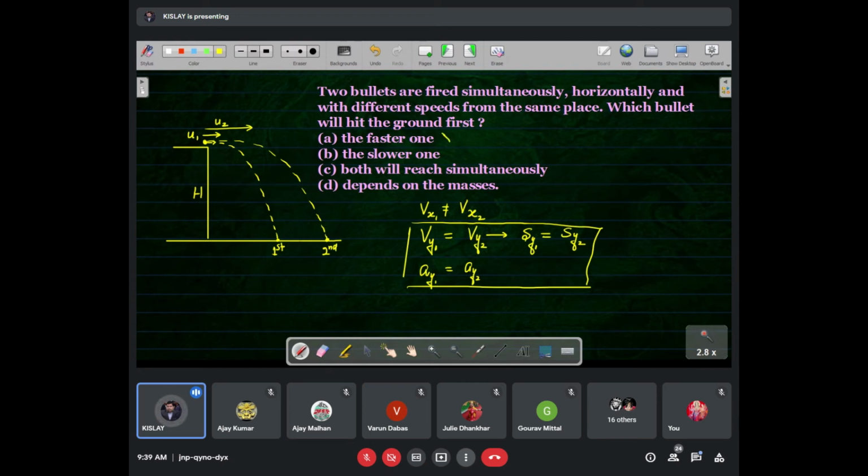So it is wrong. It is wrong. Both will reach simultaneously. It is right. Depends on mass, no matter. Is it okay, beta? Yes, sir. Good. These are today's questions.